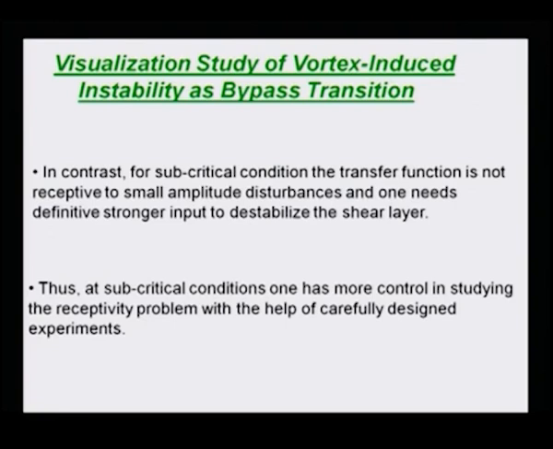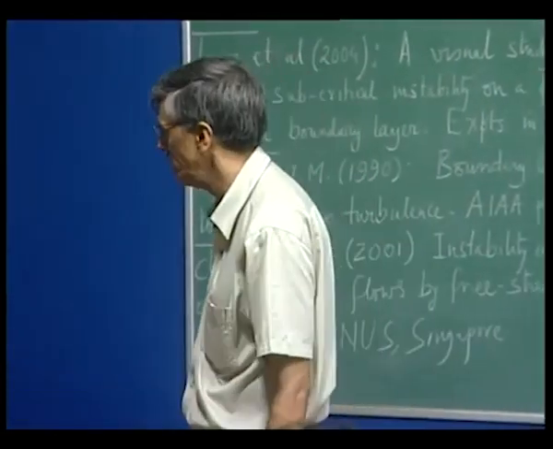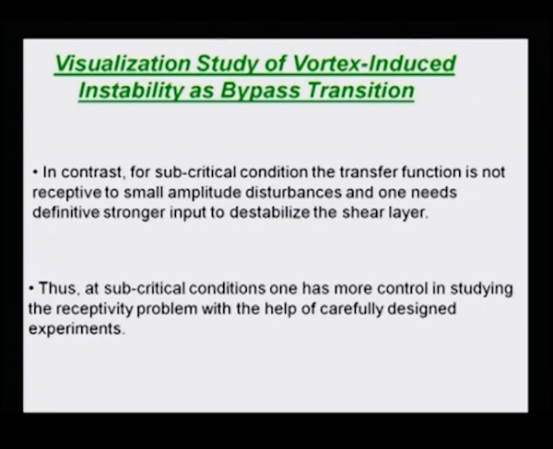Okay. So, that is precisely what is said, that for a subcritical state, the transfer function is not receptive to small amplitude disturbances, and one needs a definitively stronger input to destabilize, really discernible, so that you can reproduce it. You can do this experiment any number of times and you would see the same result. One has more control in studying the receptivity problem with a carefully designed experiment.